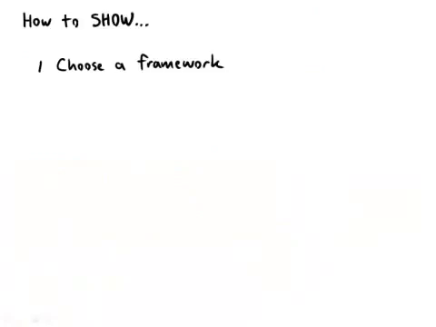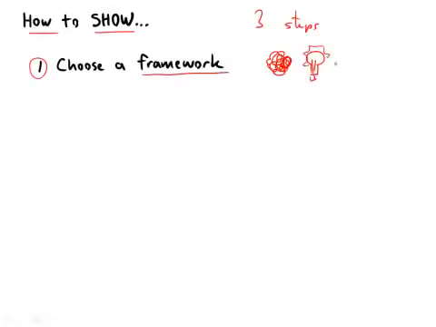So let's start out now with literally how to show. We're going to find that there are 3 steps. The first step is what I call choosing a framework. Now, what do I mean by that? Well, we've already started the whole process with the idea, again, that we had a problem, or we had an idea, or we had a particular need to simply be clear.